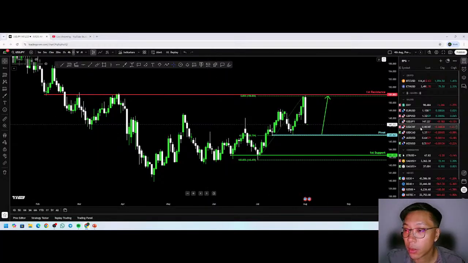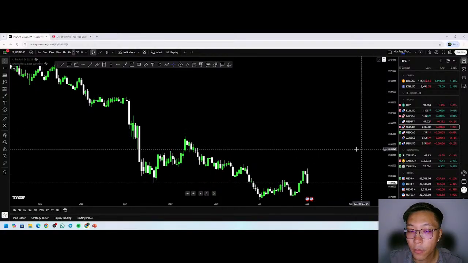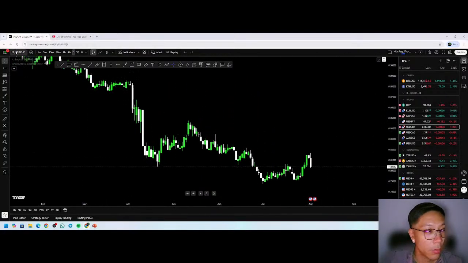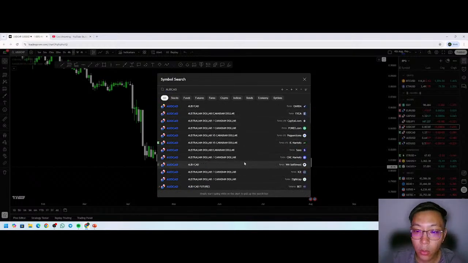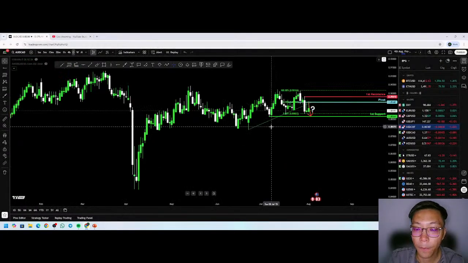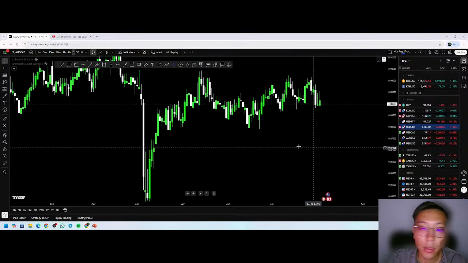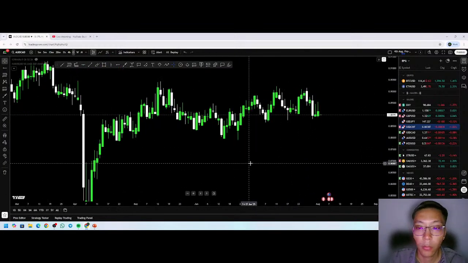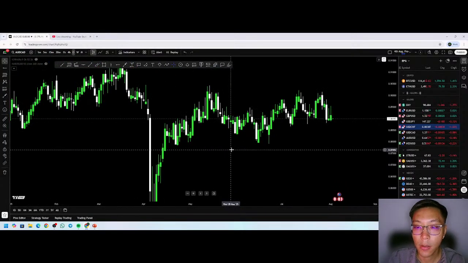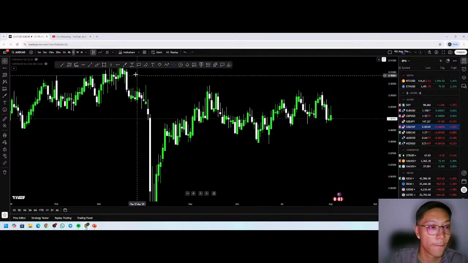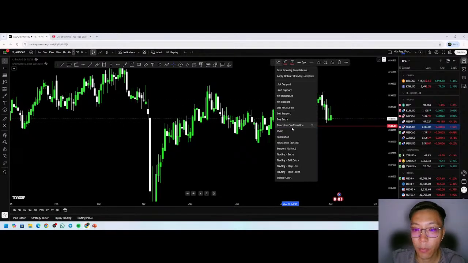AUDCAD, okay. Let me see. Okay, oh wow. I think AUDCAD is still decent, right? We have some room to work with. Okay, I think pretty straightforward. One level that you could look at is this pivot point, right?